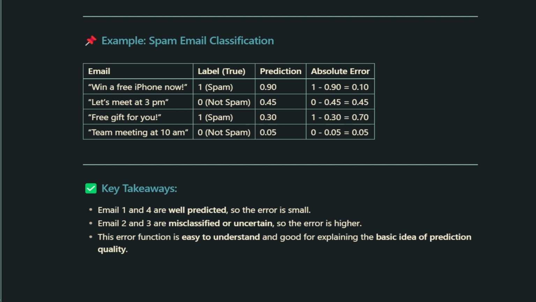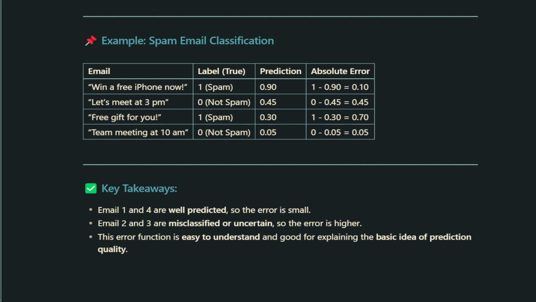For "free gift for you," the label is spam, which is 1, but the model only gave 0.30, so the error is 1 minus 0.30, which is 0.70. That's a big mistake. And for "team meeting at 10 p.m.," the label is not spam, which is 0. The model predicts 0.05, so the error is 0.05. Again, a very small error. So the key takeaway is when predictions are good, the error is small. When predictions are wrong or uncertain, the error is higher. That's why absolute error is very easy to understand and great for explaining the basic idea of prediction quality.